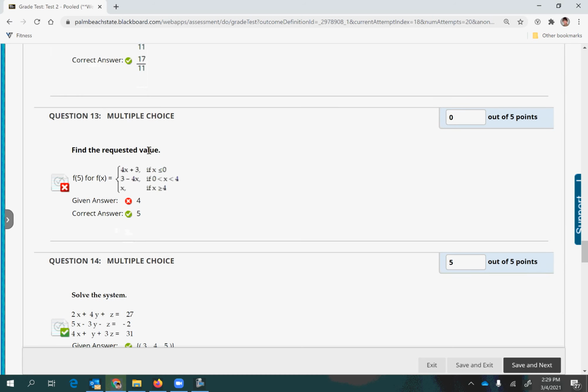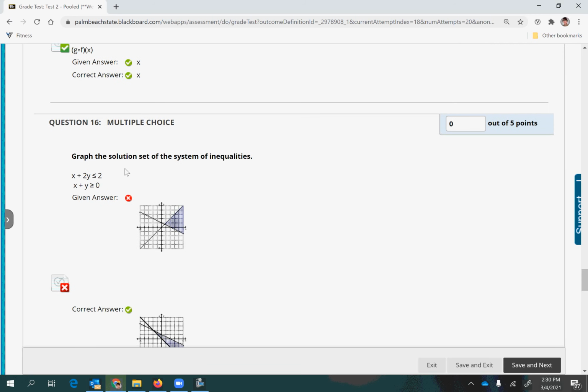So find the requested value f of 5. Here's the function. It's listed in pieces, and the x value is 5. So when x is 5, that would be x is greater than or equal to 4, so you should use this part of the function. So the answer should just be 5. Right? You always look at whatever x is, see which of these regions it would fall into, and then you know which calculation to use.